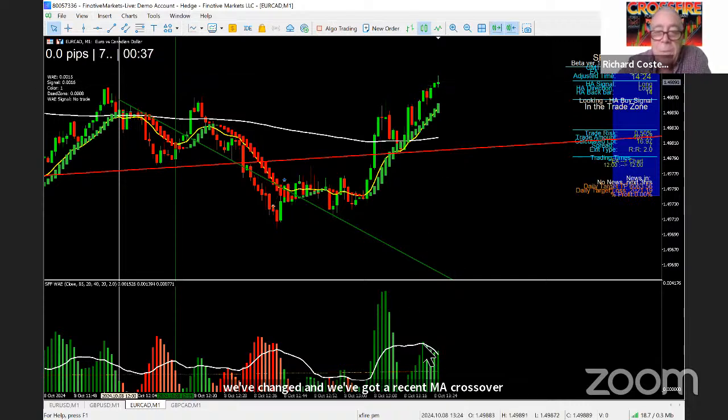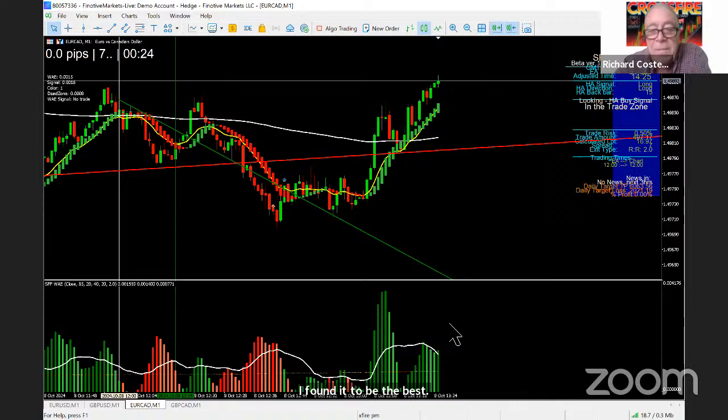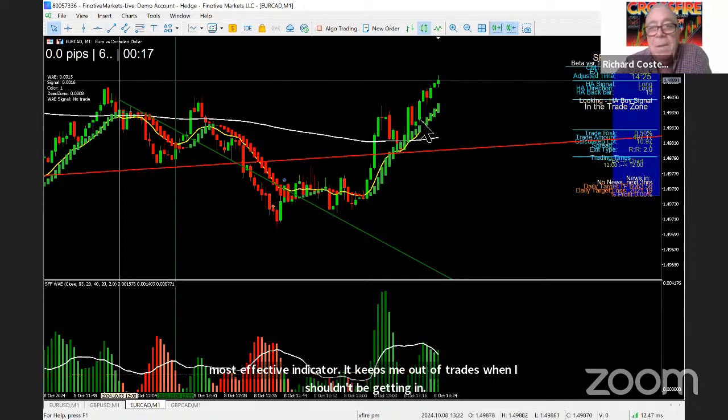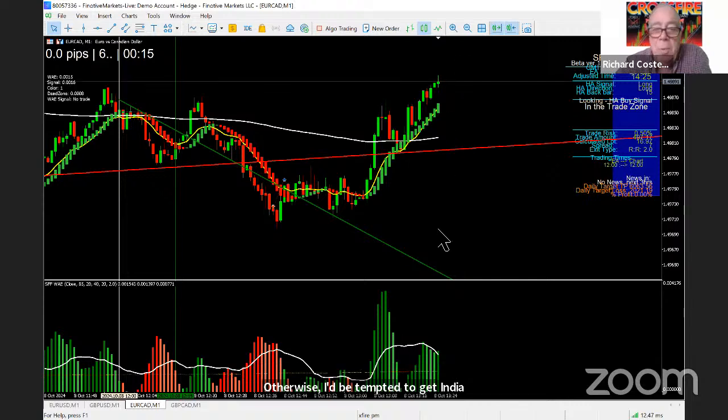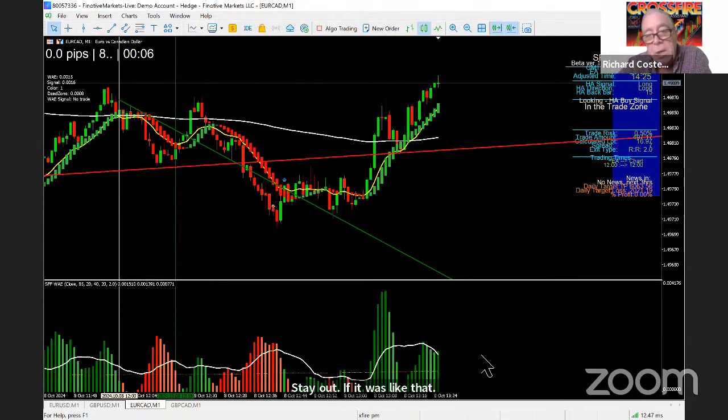This is keeping me out. This Wada Atta is one of the best things I've discovered. Well, I didn't discover it, but I found it to be the most effective indicator. It keeps me out of trades when I shouldn't be getting in. Otherwise, I'd be tempted to get in here because those three ducks are all lined up. But this is saying, no, stay out. If it was pointing the right way, then fair enough. But it's not. It's pointing in the wrong direction.